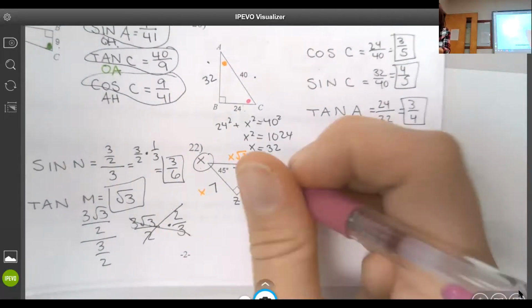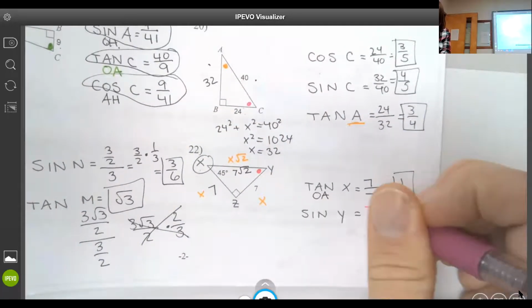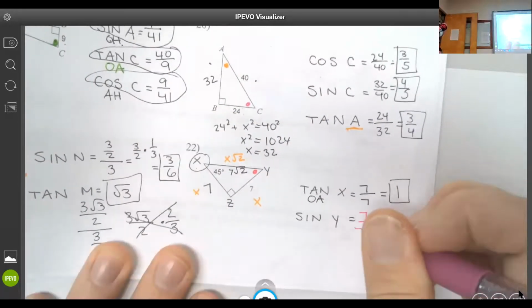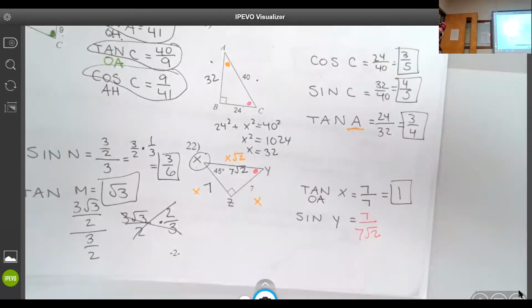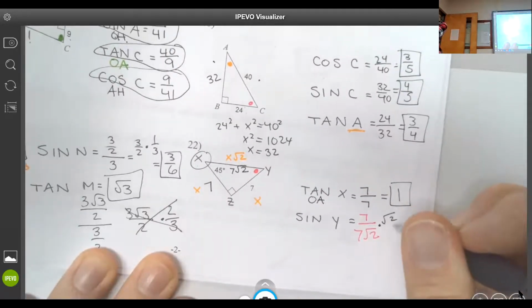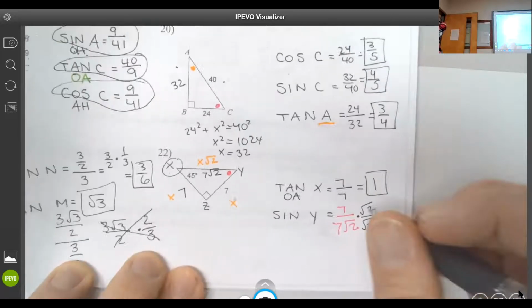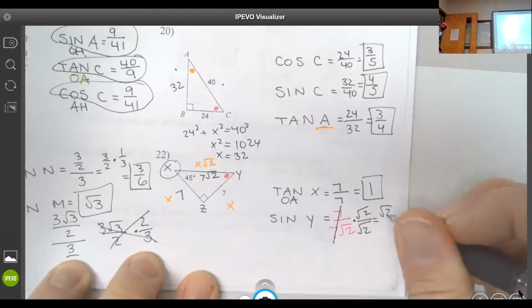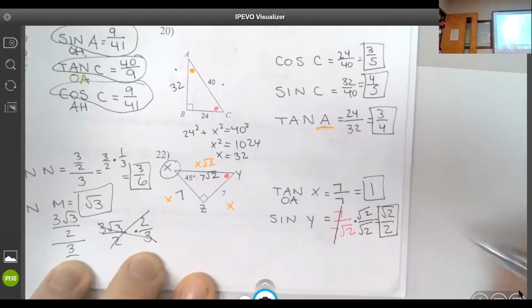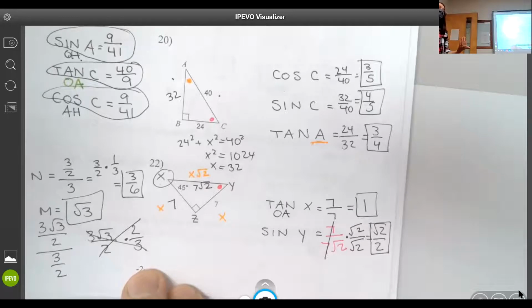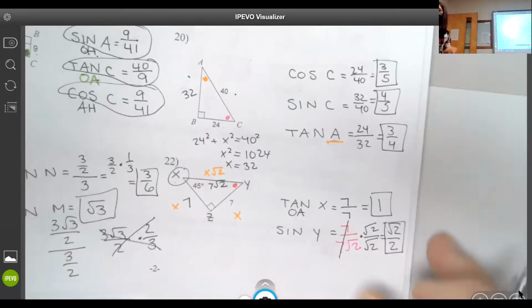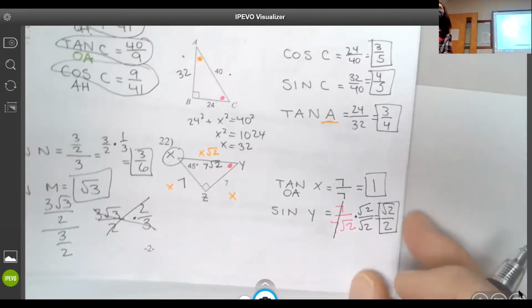Sine of y, so now I'm looking from this angle, opposite 7, hypotenuse 7 rad 2. So what I do need to deal with on this one is rationalizing that denominator. And these can cancel actually, so it gives me rad 2 over 2. Or it would have given me 7 rad 2 over 14, which reduces to 1/2. So those were just finding the basic ratios. Then, and I think it's set up the same on our test, I can double check as well.